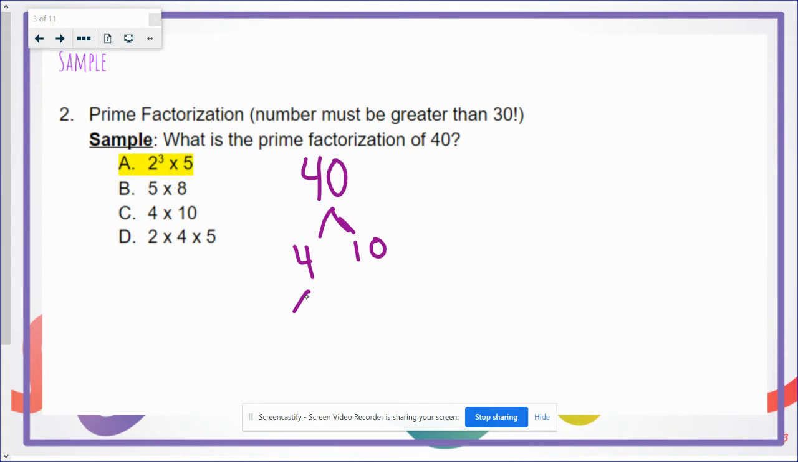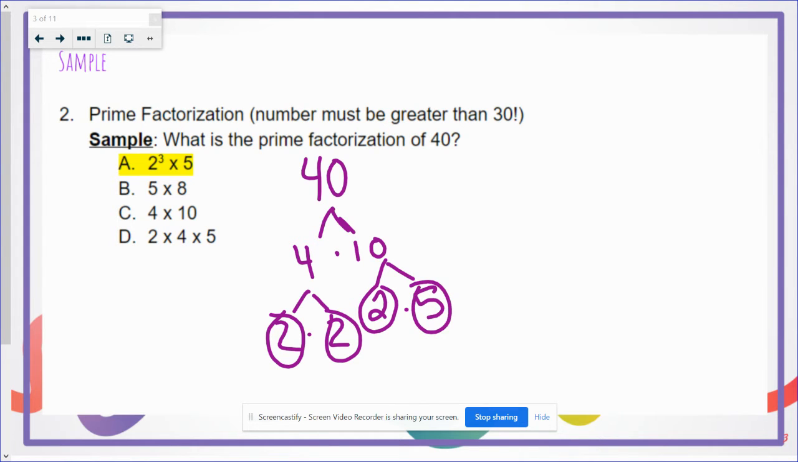Now 4 can be broken down into 2 times 2. Both of those are going to get a circle because you can't break them down anymore unless it was 1 times 2. But you cannot have a 1 in a factor tree. That is one of our math jail offenses. So we're going to give those a circle. 10 could be broken down into 2 times 5. Both of those would get a circle because you can't break them down anymore.